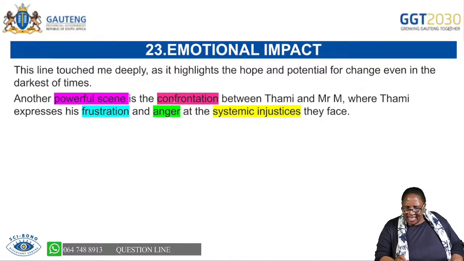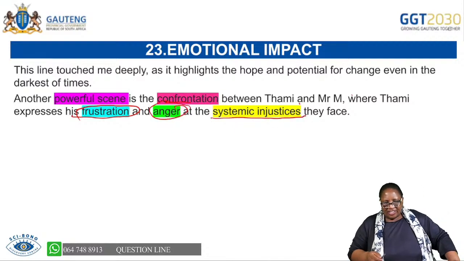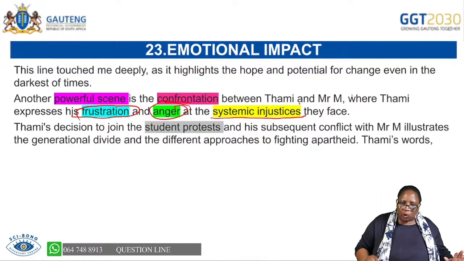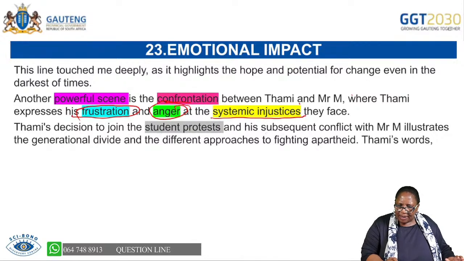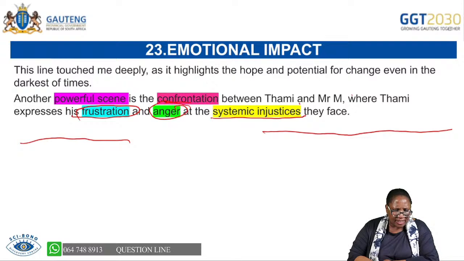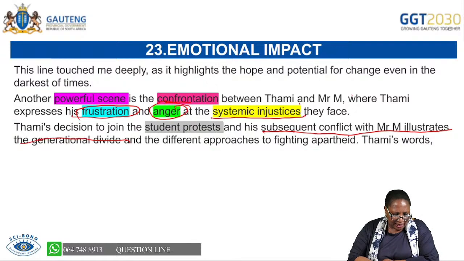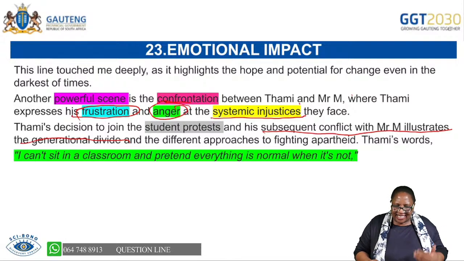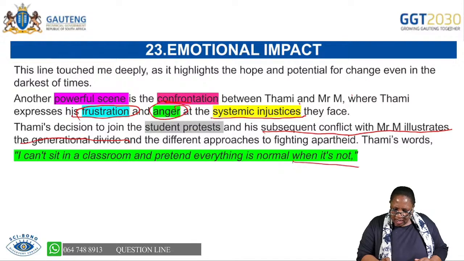Another powerful scene is the confrontation between Tammy and Mr. M, when Mr. M expresses his frustration and anger at the systemic injustices they face. Tammy's decision to join the student protest and his subsequent conflict with Mr. M illustrates the generational divide and the different approaches in Tammy's wit, when he said, I cannot sit in a classroom and pretend everything is normal when it is not.